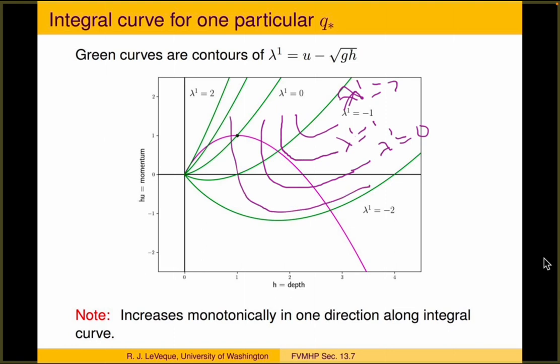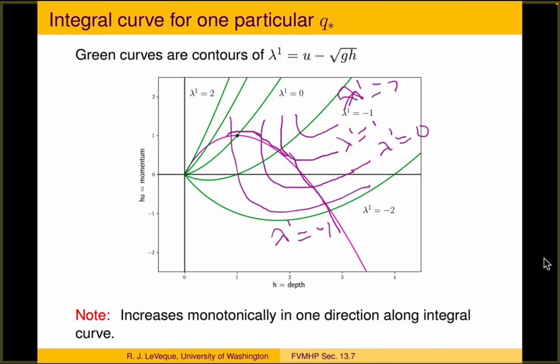Another contour down here where lambda 1 equals -1. Suppose those were our contours. Then as you move along this curve, lambda would be -1 here, but then would increase until you get to this point, and then it would start decreasing again. So in that case, if those were our contours, then lambda 1 would not be monotonically varying.